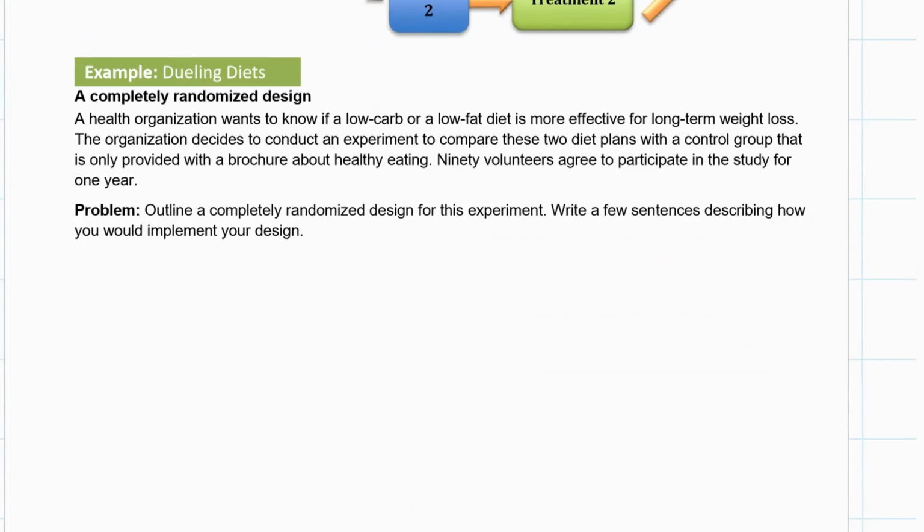The organization decided to conduct an experiment to compare the two diet plans with a control group that has only been provided a brochure about healthy eating. 90 volunteers agreed to participate in the study for 1 year. Problem: outline a completely randomized experiment designed for this experiment. Write a few sentences on how you would implement your design.